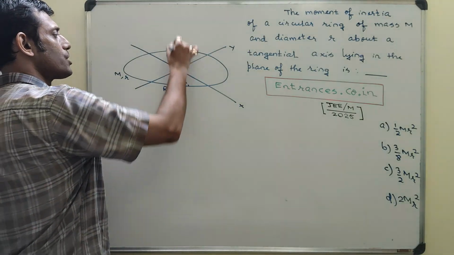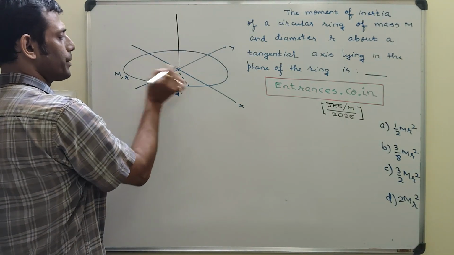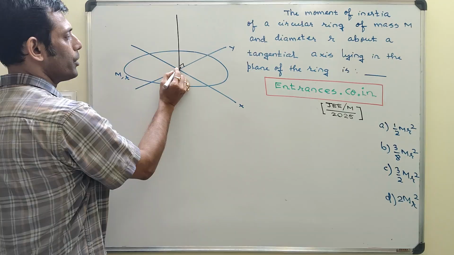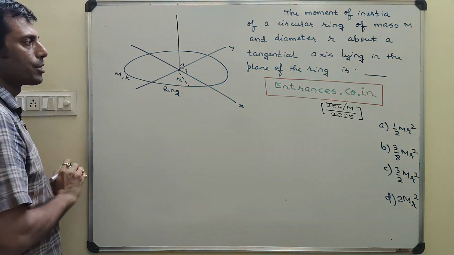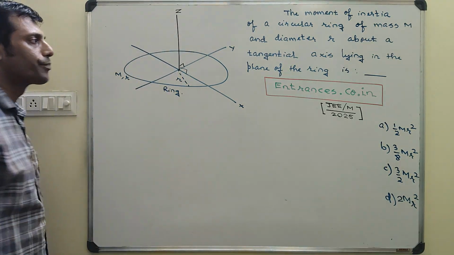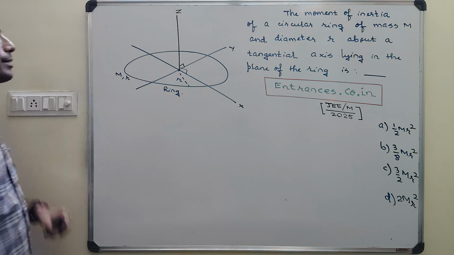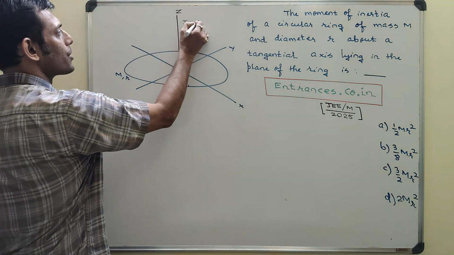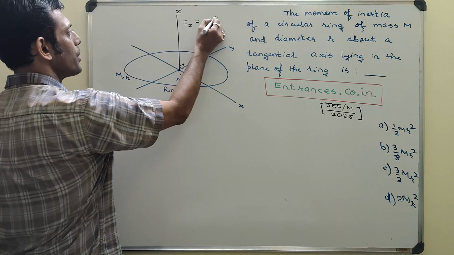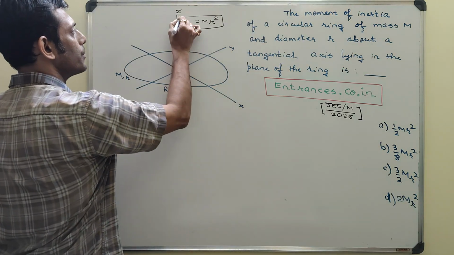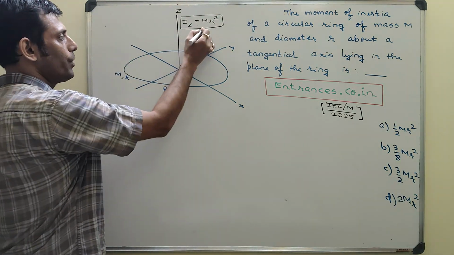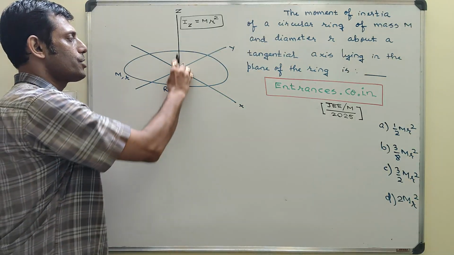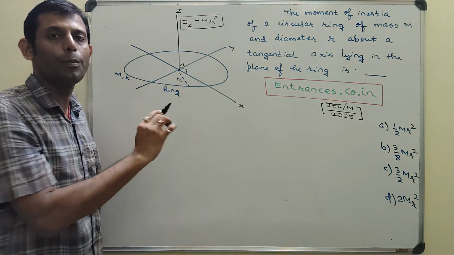Consider another axis passing through its center and perpendicular to both these axes. Let's call it the z. We know that the moment of inertia about the z-axis for a ring is mr square. This is what we know about an axis through its center perpendicular to the plane of the ring.